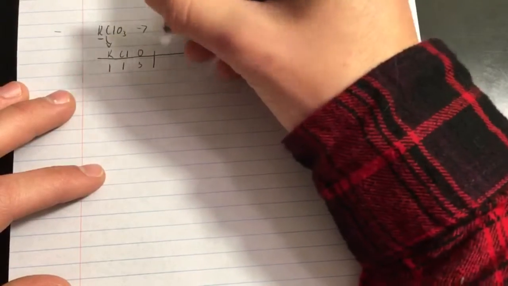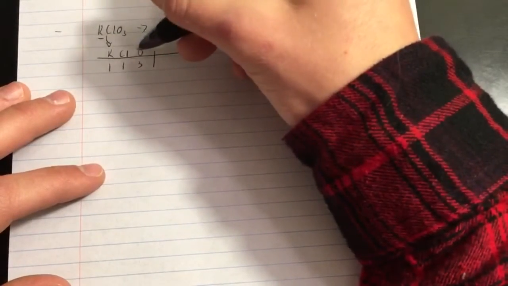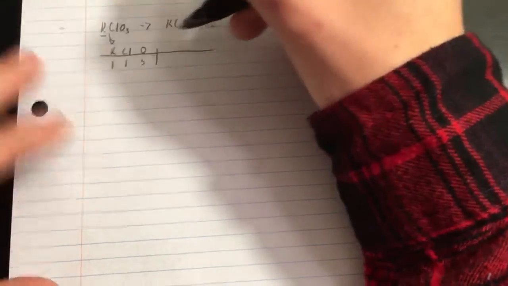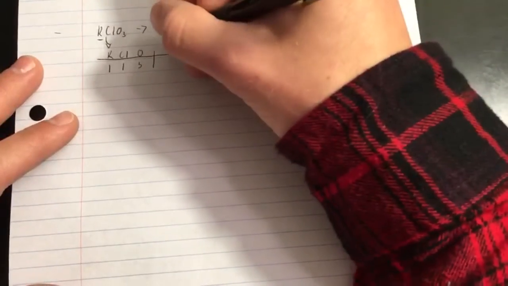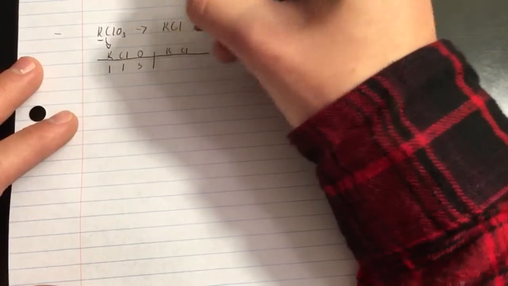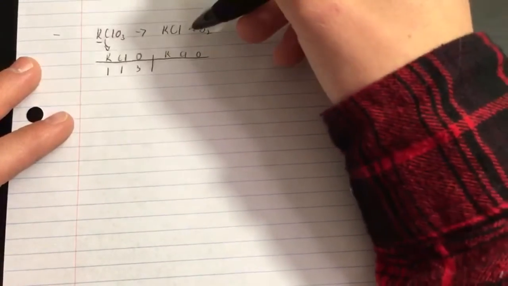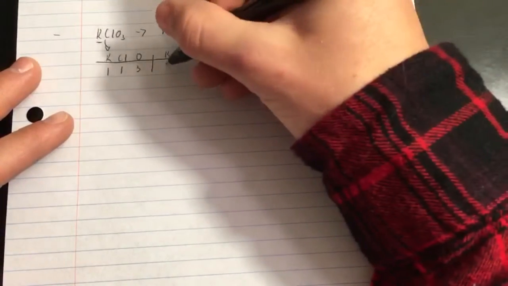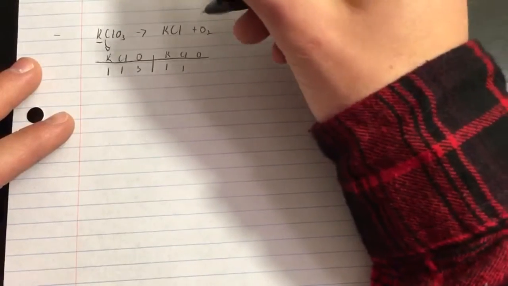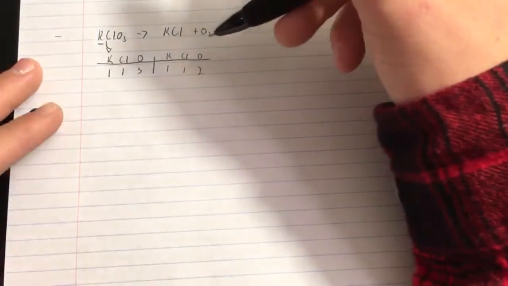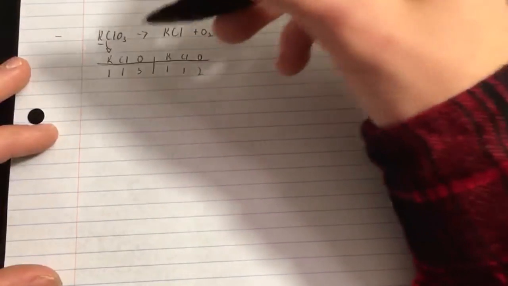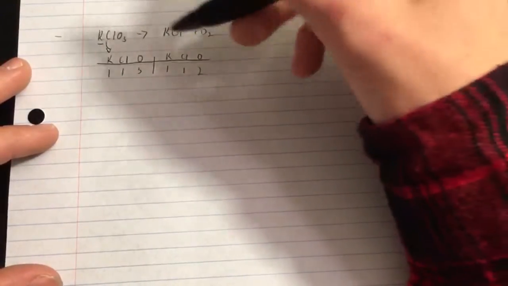So 3 oxygens. Now we look at this side, and we want to write it in the same order as the other side so you can easily compare them quickly. So we write K, then Cl, and then O. Okay, so as you can see, there's 1 K, 1 Cl, and 2 oxygens. Now we have to balance out the oxygens.